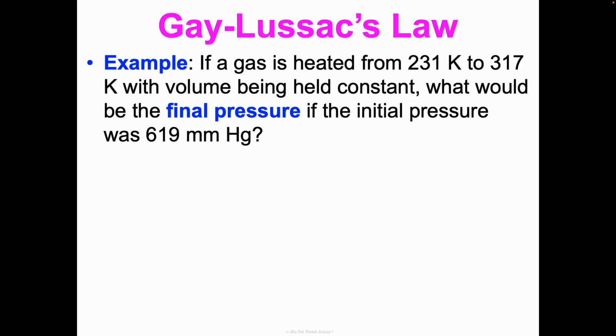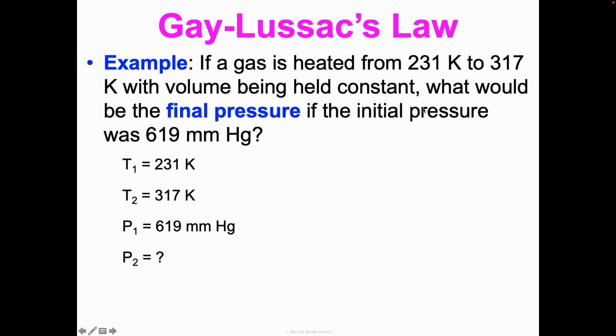Okay, so what do we know? We know the initial temperature is 231 and the second temperature is 317 Kelvin. Those are already in Kelvin, we won't have to convert them. Woohoo! We want to know final pressure, and we know the initial pressure is 619 millimeters of mercury. But we want to know that P2.